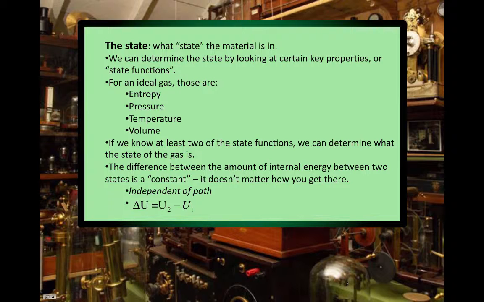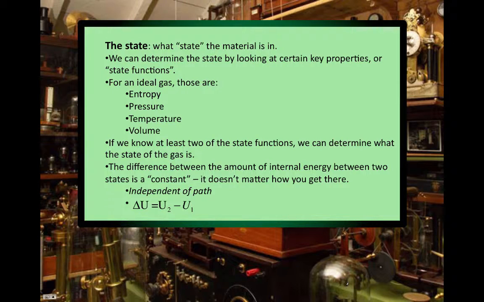In other words, it doesn't matter how you get there. So if you have a gas that is in a very excited state and a gas that's in a quasi state, the difference between their internal energy is the same no matter how you got that guy excited or how you calmed it down. Okay? So it's independent of the path.